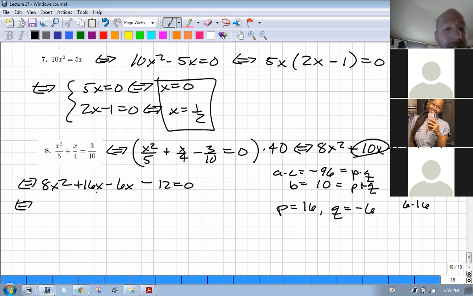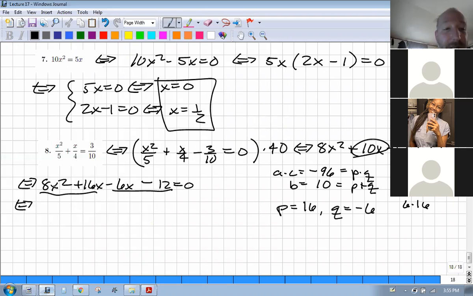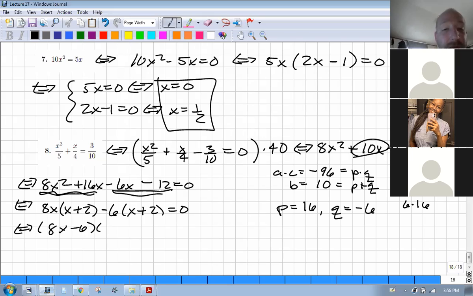So we can factor out of here a 4x, gives us a 2x plus 8. And over here, we could factor out a -6, which gives us, hold on. I need a 2x plus 8. Let me do something else here. Instead of pulling out a 2x, I can pull an 8x out of here. And that would give me an x plus 2. Then if I pull out a -6, I get x plus 2 again. So I got an 8x and a -6, both times an x plus 2.